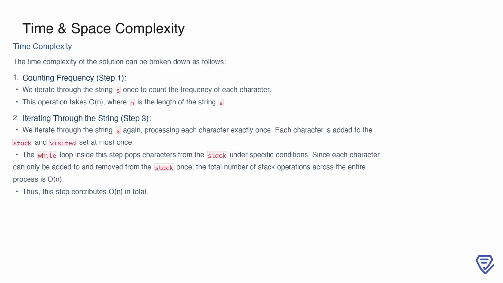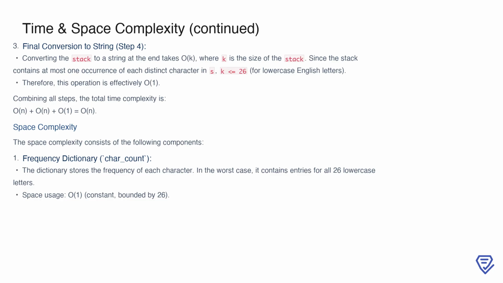These two steps dominate the overall process in terms of time complexity. In step 4, the final conversion of the stack into a string involves concatenating the characters in the stack. This operation takes k time, where k is the size of the stack. Since the stack contains at most one occurrence of each distinct character in the string, and there are only 26 lowercase English letters, k is at most 26. This makes the conversion step effectively 1. Combining all steps, we have n for counting frequencies, n for processing characters, and 1 for the final conversion. Adding these together, the total time complexity is n.